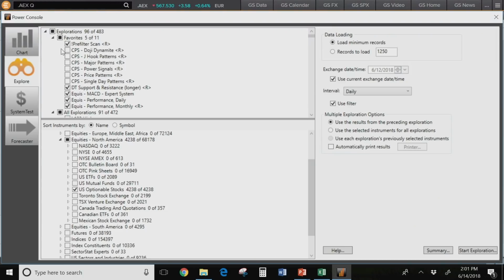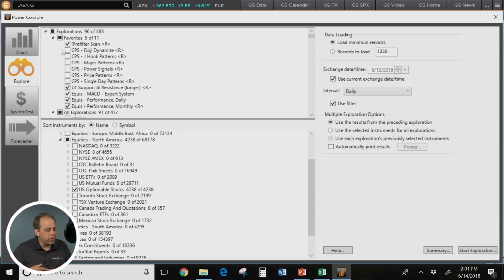So let's go ahead and start to play with it. I'm going to show you a couple of the scans that I use on a regular basis and how you can use them as well with the MetaStock program to really get to the best trades that are possible. So with the new scanner, one of the things that I really like is the ability to set up the scans that are your favorite scans.